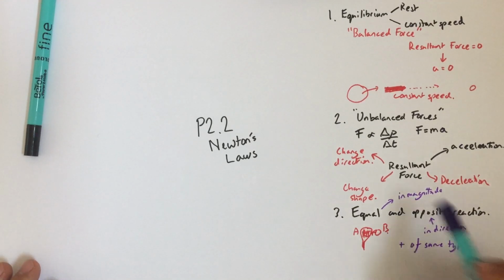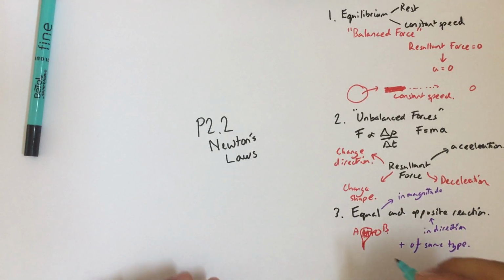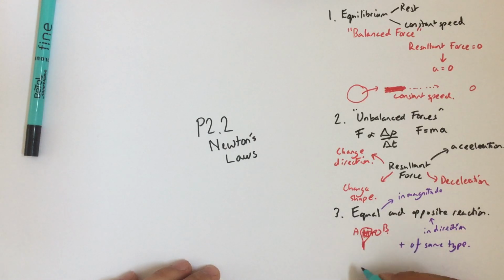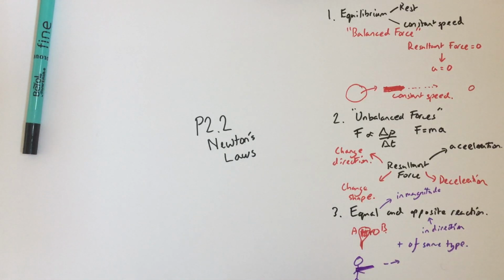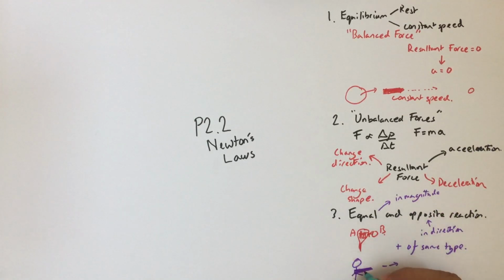So what you can do is swap these two objects around. An example of this that you might think of is a man firing a gun, and he's going to fire a bullet out of the gun. Obviously, during his shot, the gun is going to experience a force backwards, and the bullet is going to experience a force forwards.